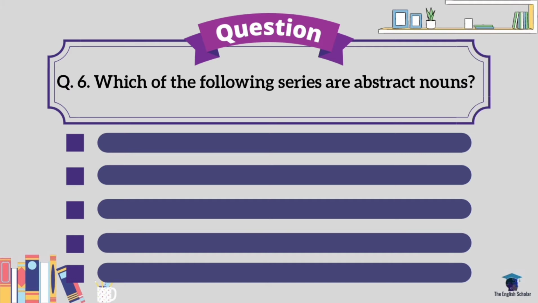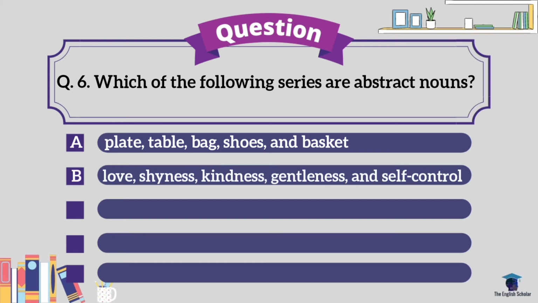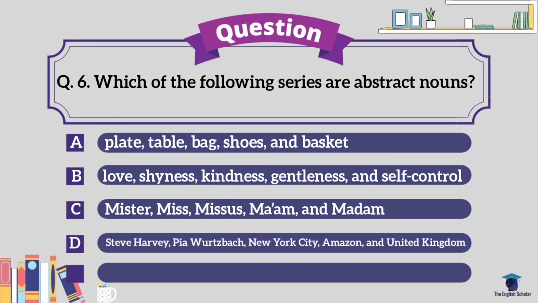6. Which of the following series are abstract nouns? A. Plate, table, bag, shoes, and basket. B. Love, shyness, kindness, gentleness, and self-control. C. Mr., Miss, Mrs., Ma'am, and Madam. D. Steve Harvey, Pia Wurtzbach, New York City, Amazon, and United Kingdom. E. Country, city, teacher, student, and parent. Your 15 seconds starts now.